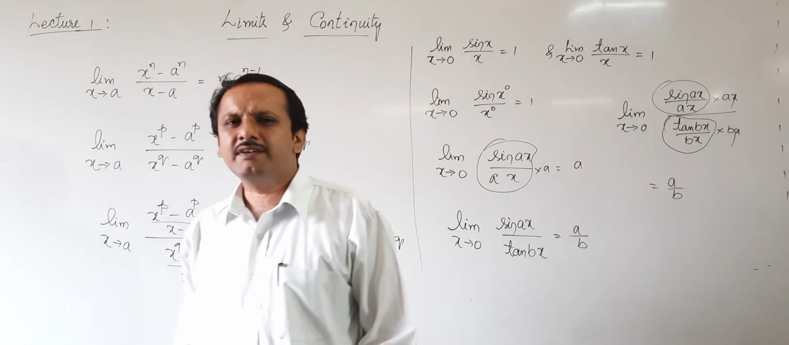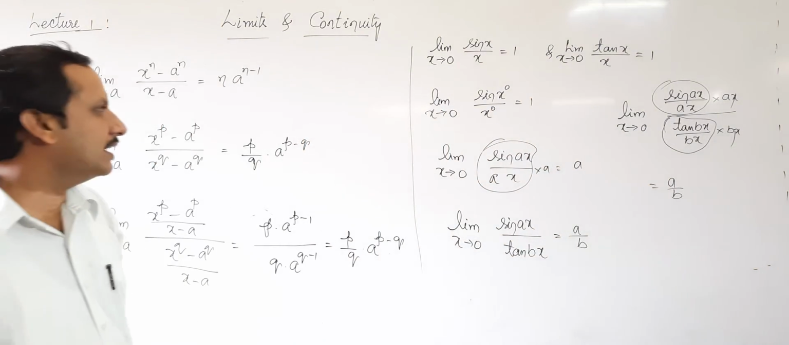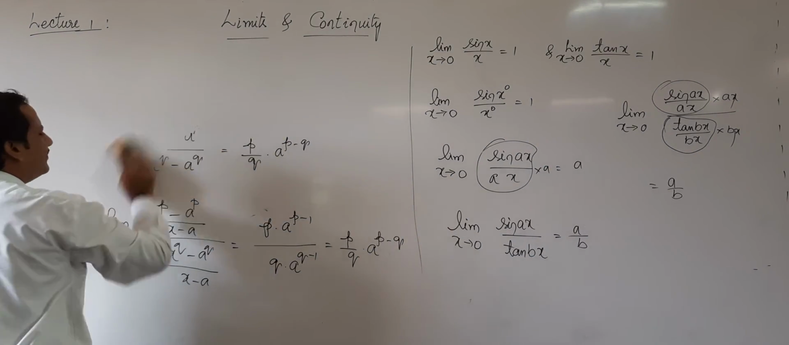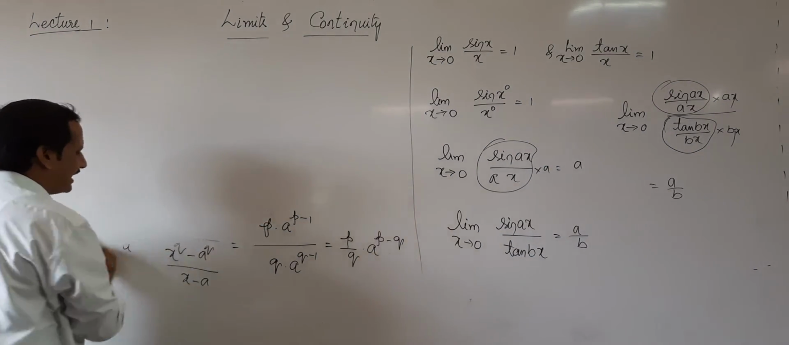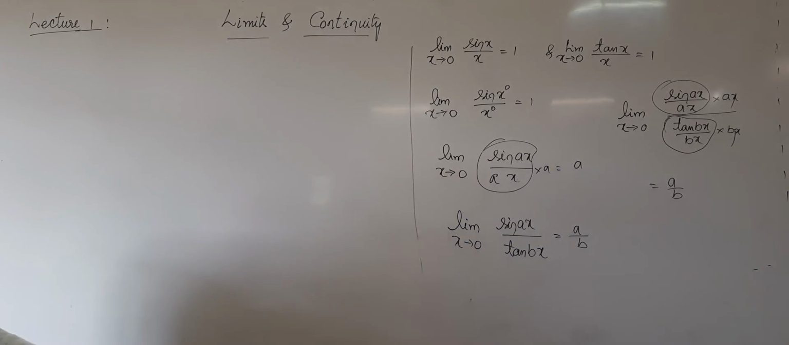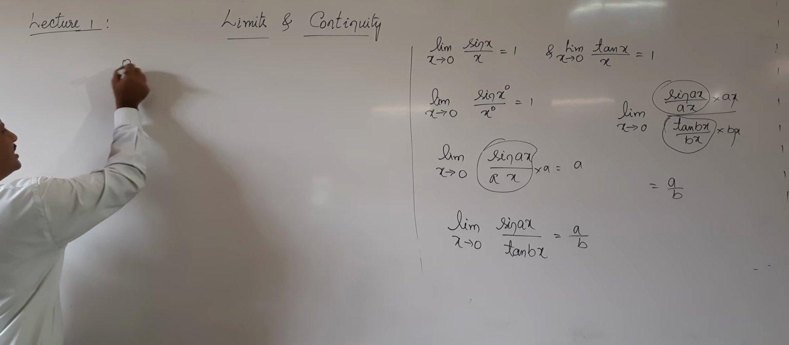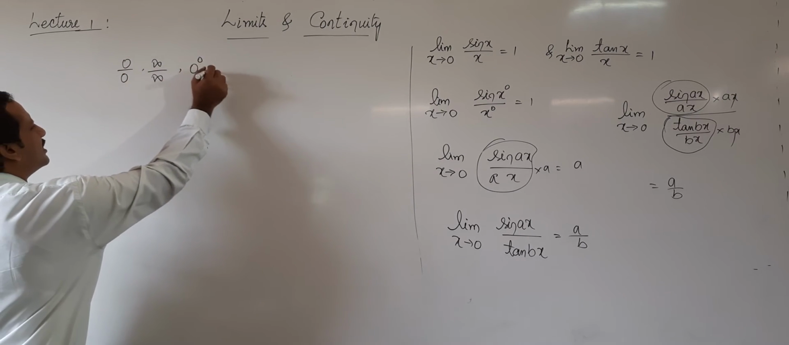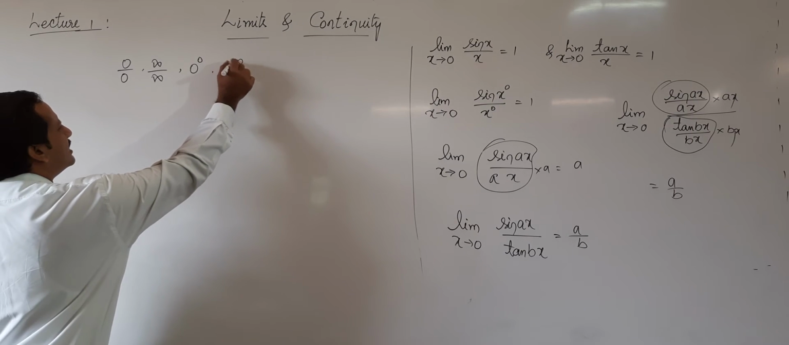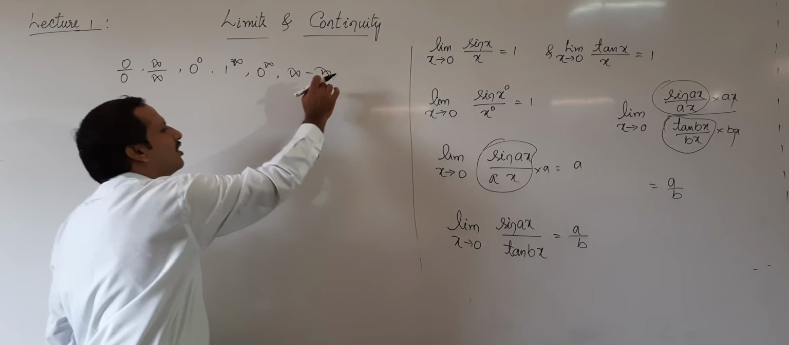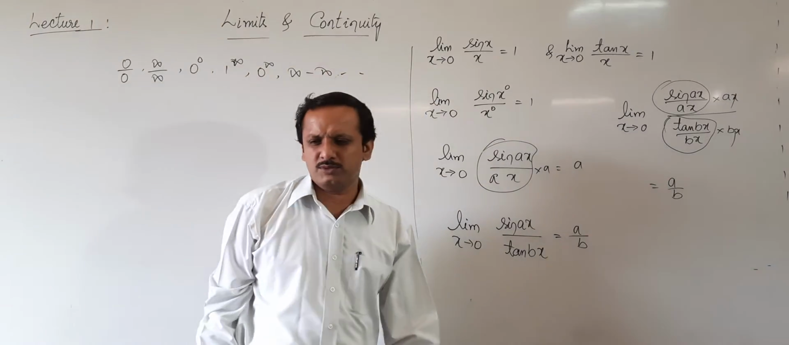Okay. So when we apply the limit, in some cases, if you directly apply the limit, we might end up getting some indeterminate forms. Indeterminate forms mean 0 by 0, infinity by infinity, 0 power 0, 1 power infinity, 0 power infinity, infinity minus infinity, etc. These are all called indeterminate forms.